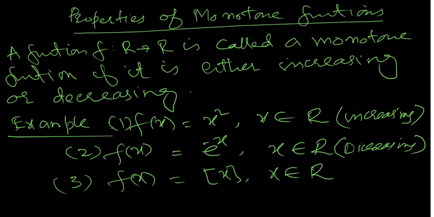F dash x does not exist on the set of integers, and we know that the set of integers has measure 0. So therefore f dash x exists almost everywhere. That means this f is differentiable almost everywhere. In these two examples, first and second, this f is differentiable throughout, but in the third example f is differentiable almost everywhere. And we will see in general every monotone function is differentiable almost everywhere.